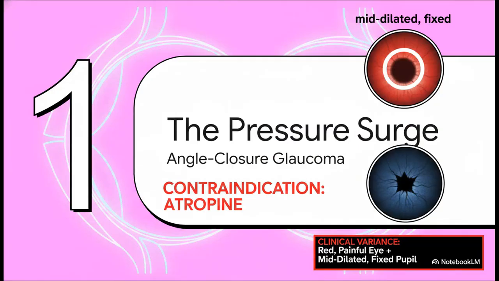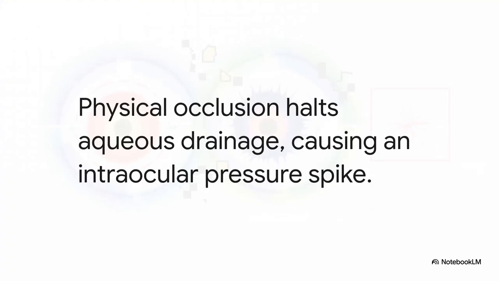All right, Module 1, the pressure surge, acute angle closure glaucoma. Now, this pathology is strictly driven by the physical occlusion of the trabecular meshwork by the peripheral iris. You can think of it kind of like a massive plumbing disaster. Aqueous humor is constantly being produced in the eye, but in AACG, the drainage angle is physically blocked. This mechanical crisis catastrophically halts aqueous drainage, which leads to an immediate blinding spike in intraocular pressure. The fluid literally has nowhere to go, and your optic nerve just takes the absolute brunt of it.